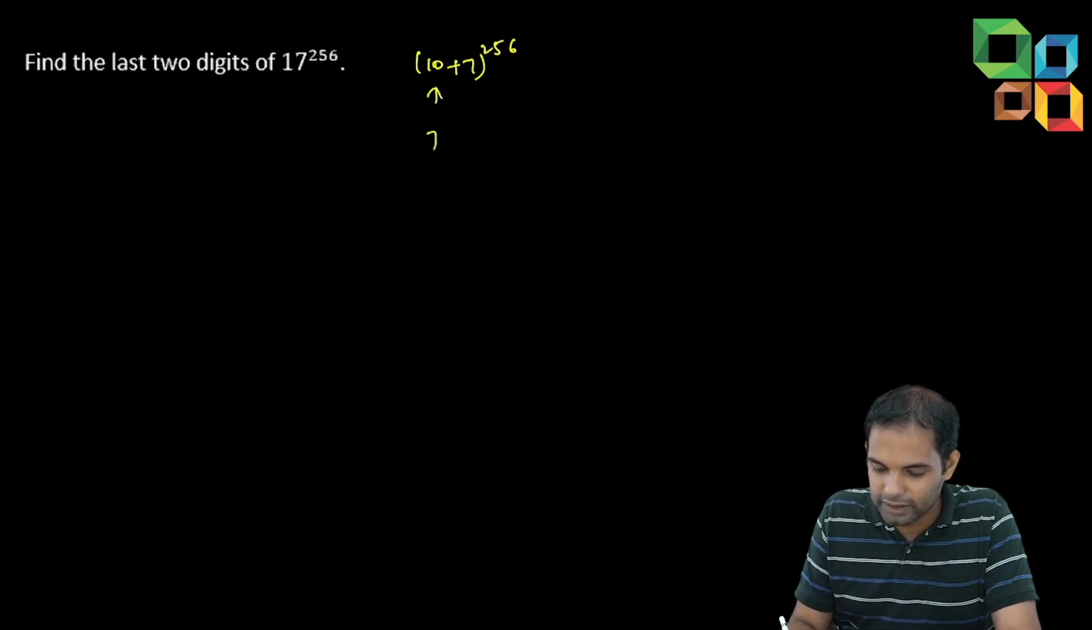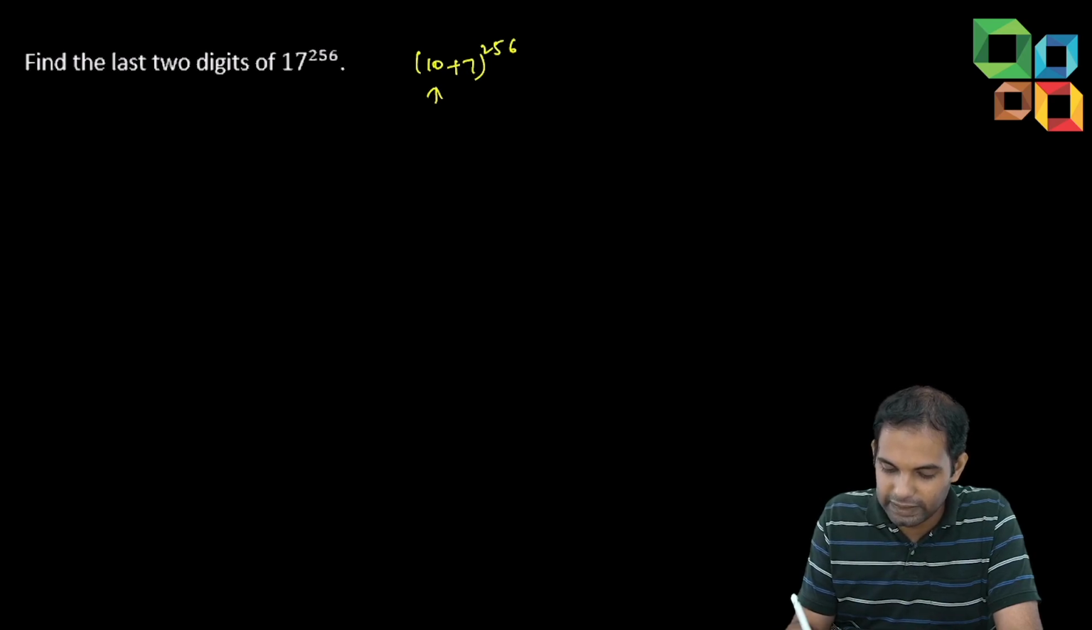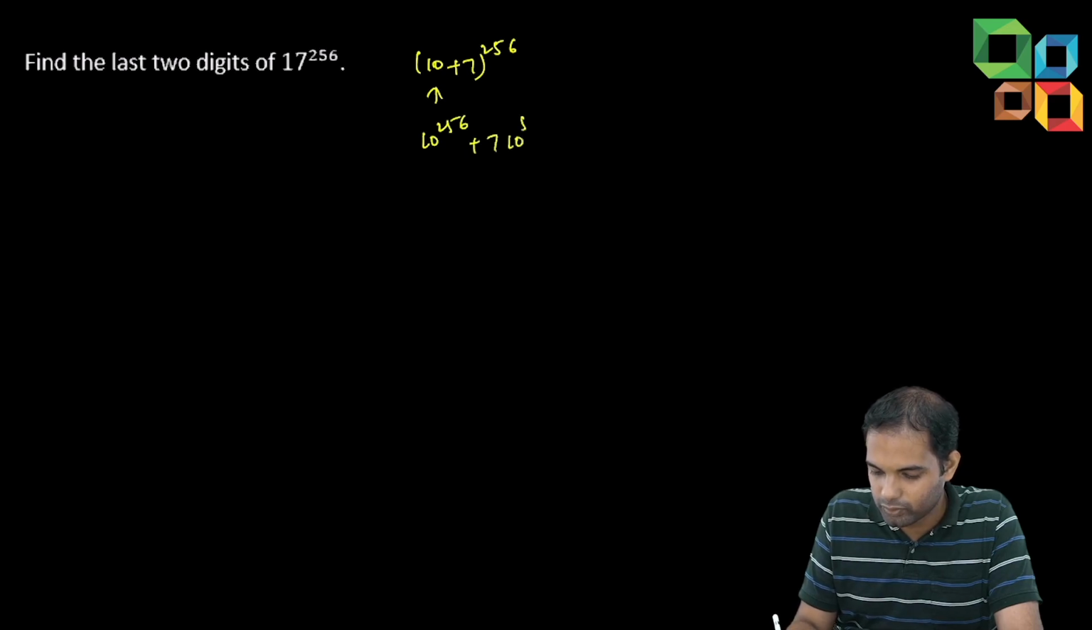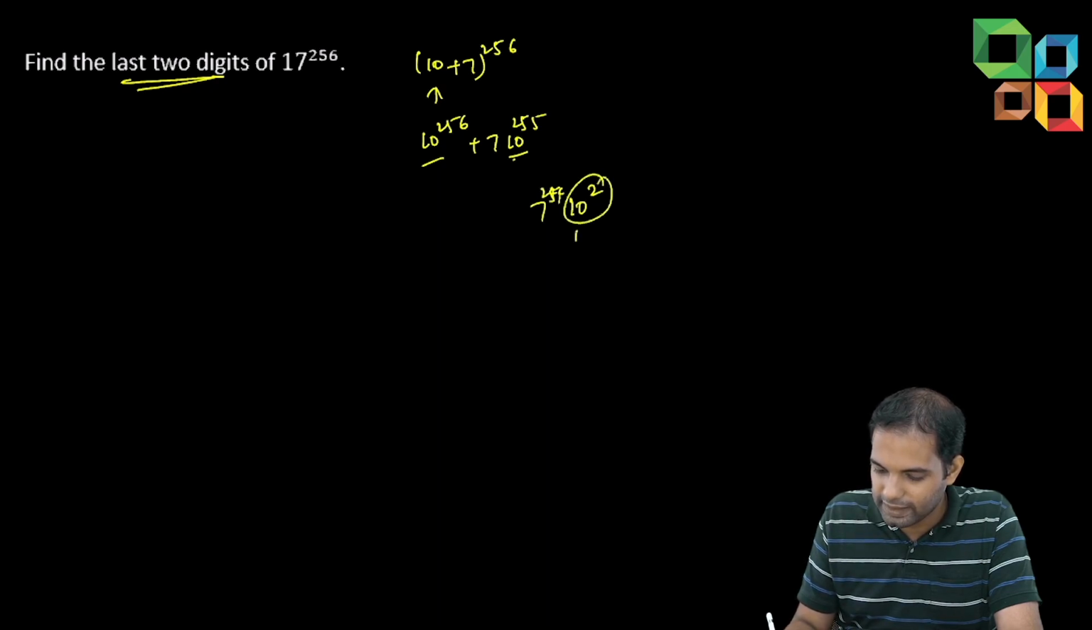Okay. First term is, let us start with increasing order of 7 powers. Okay. So this is 10 power 256, 7 power 0. And 7 power 1 into 10 power 255. Okay. Now you may say, okay, I don't need this term because this has so many zeros. I need the last two digits. Okay. So let's think of when can I get last two. 10 square into 7 power 254. That's when I get last two digits.